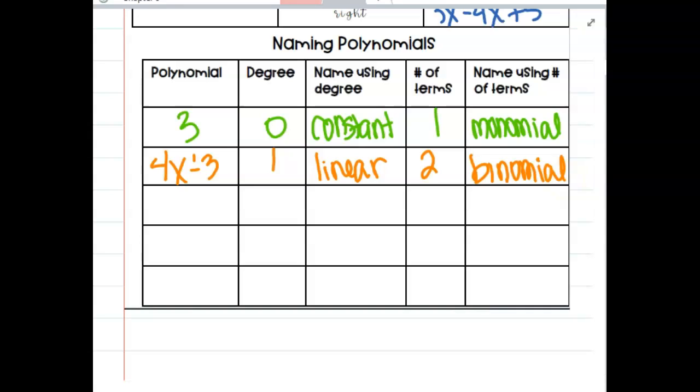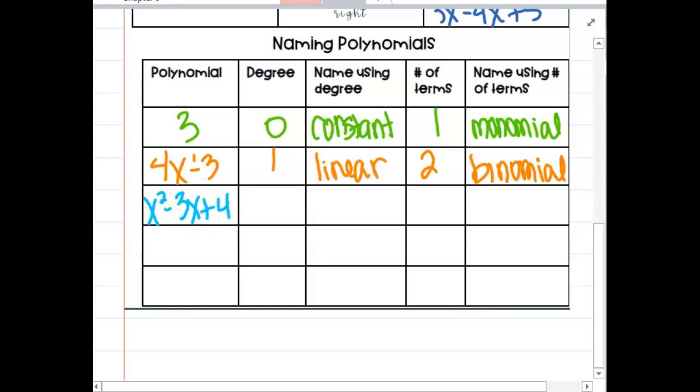Okay, next one. So we have x squared minus 3x plus 4. Now to find the degree, remember you're looking for the largest exponent, which here is the 2. You're just looking at the x squared. To find the degree of the polynomial, I need the degree of x squared. What's the degree of x squared? 2, yeah. So it's usually going to be the exponent. Now anything to the second degree is called a quadratic.